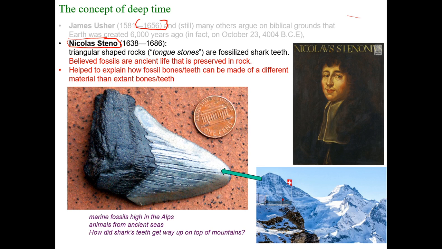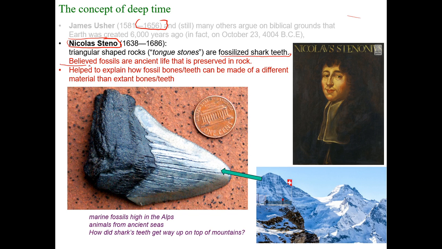One thing that he realized, he did a lot of studies of fossils and rocks, and one thing that he found is that people were finding what appeared to be fossilized shark teeth and shells and marine organisms high in the Swiss Alps, right? So how did people explain that? Isn't that kind of weird, finding things that look like shark's teeth in the Swiss Alps? People didn't really have an explanation for it, and a lot of them just kind of thought it was coincidence.